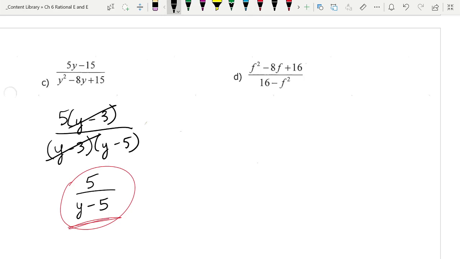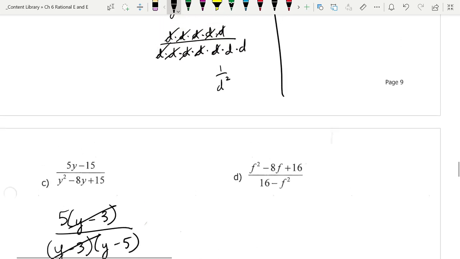And, hang on a sec, this thing only equals that thing as long as I avoid 2 numbers. What are the numbers I have to avoid? Y cannot equal 3 or 5. You know what? I kind of forgot to do that on A and B. Let's go back to A and B real quick.